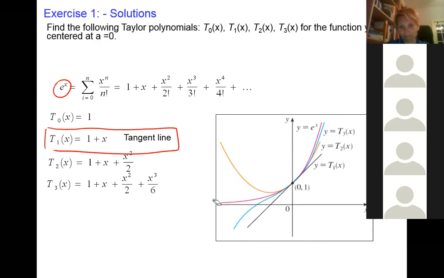And we can see what this means. Let's look at the graph. The pink curve is e to the x. And then T sub 1 is just the line. As we can see at 0, it's quite a good fit. They almost look the same. And then the second degree polynomial is, okay, a parabola, the yellow one. The third degree is the blue one.